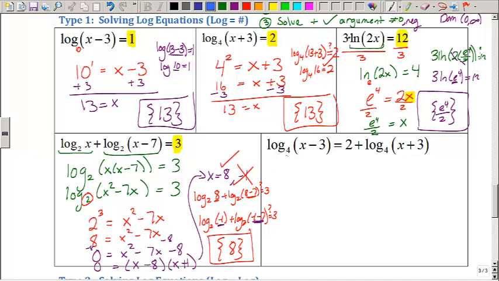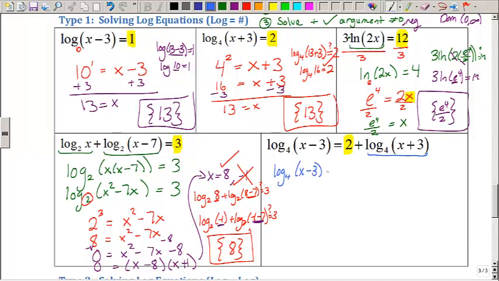On our next problem, we have log base 4 of x minus 3 equals 2 plus log base 4 of x plus 3. Some students may look at this and say, oh, that's a log equals log problem, because there's a log on the left and a log on the right. But this is of the first type, log equals number, because one of the terms is a constant. So in order to get this to look more like log equals number, I'm going to move the log base 4 of x plus 3 to the other side, which leaves me with log base 4 of x minus 3.